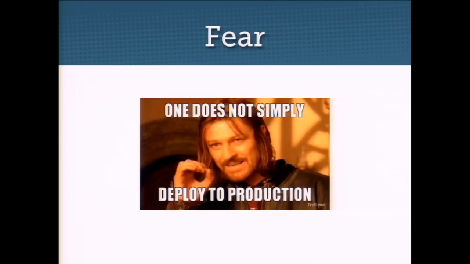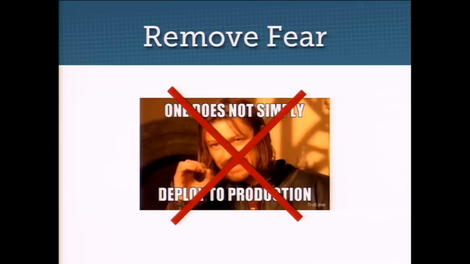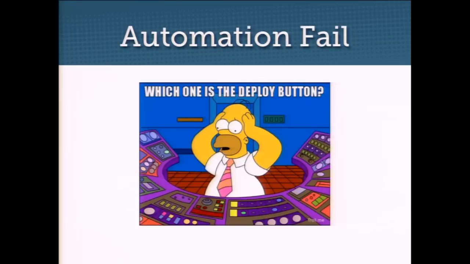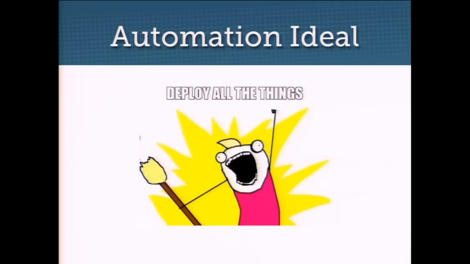One does not simply deploy to production. You have to remove fear. You want your deployments to be simple and automated. Automation isn't good if there's too many options and it's too easy to make a mistake. So it has to be simple, it has to be reusable, and you have to be able to test it somewhere. So that means it can't only run in production. It has to be able to run somewhere else so you can make sure that it works, which is what we're going to do if the internet stays up.